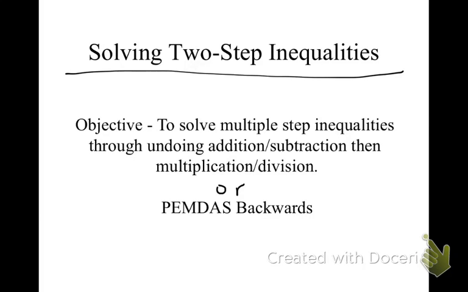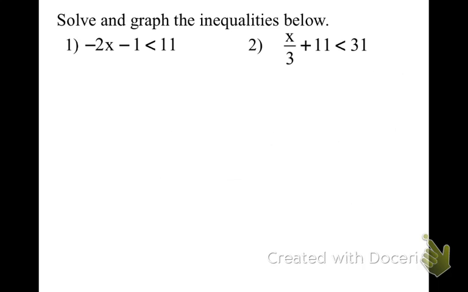Today's lesson is called Solving Two-Step Inequalities. By the end of today's lesson, you'll be able to solve a multi-step inequality by undoing addition or subtraction, then multiplication. Or another way of saying it is that we'll be solving using PEMDAS backwards. Go and write down the directions: solve and graph the inequalities below, and write down number 1 right now.